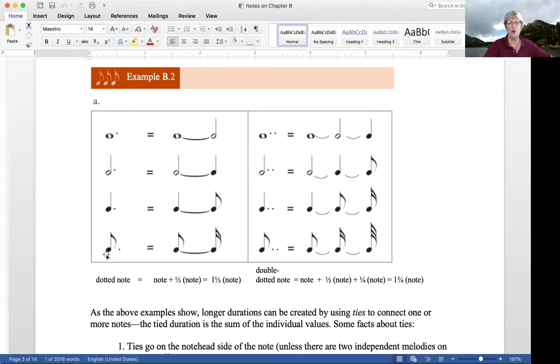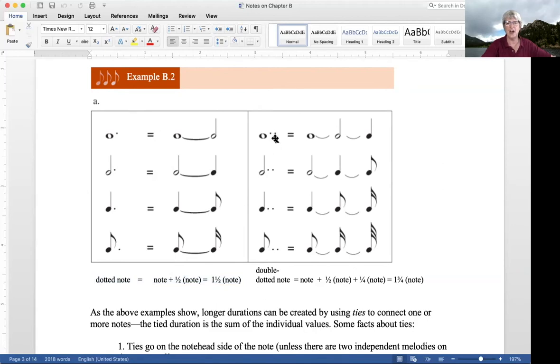Whatever the original note value is, think of that note being tied to half its value or increased in duration by half. I've given you the mathematical equation here that a dotted note is equal to the original note plus half of that same original note. In other words, it's equal to 1.5 times the original note duration.